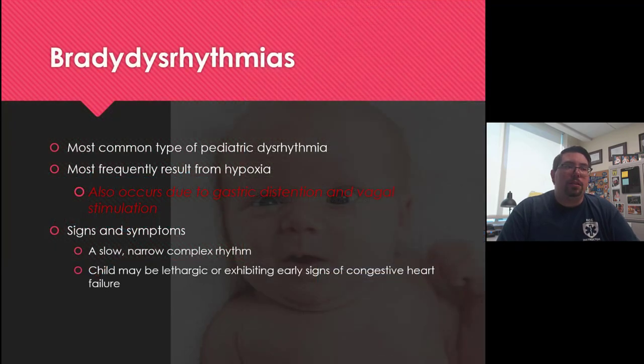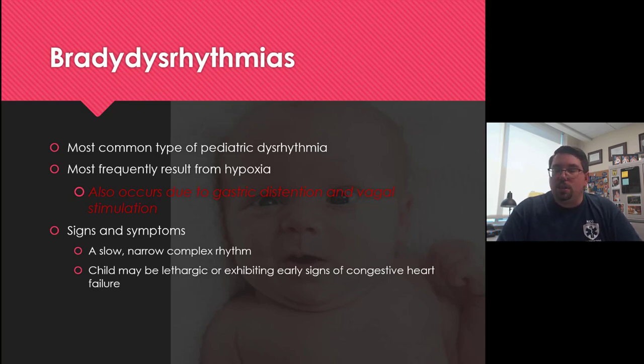Now with bradyarrhythmias, this is probably the most common type of pediatric dysrhythmia that you'll see. Most frequently, it's going to result in hypoxia. Hypoxia leads to inability of the cardiac cells to carry out their normal functions, causing the pacemaker site to slow, leading to a drop in cardiac output, eventually leading to cardiac arrest.